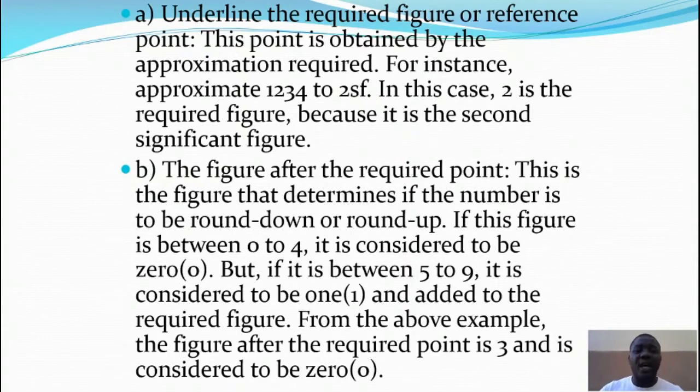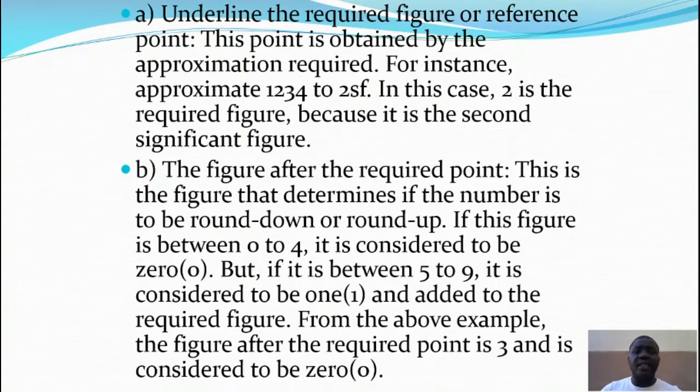After you underline the required figure, or reference point, the next thing you look at is the next number after the figure you underlined. That is the factor that will decide if you are rounding up or rounding down. The third factor is that after you have done your approximation, every other number after the required point should be 0.